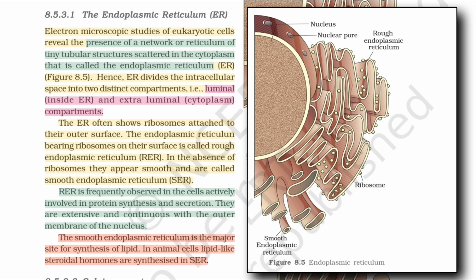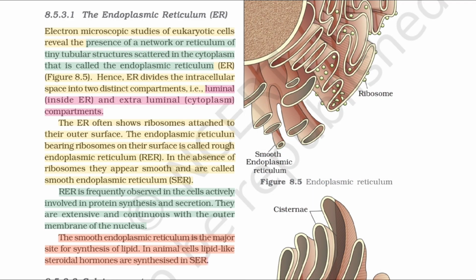The ER often shows ribosomes attached to its outer surface. The endoplasmic reticulum bearing ribosomes on its surface is called rough endoplasmic reticulum, RER. In the absence of ribosomes, it appears smooth and is called smooth endoplasmic reticulum, SER. RER is frequently observed in the cells actively involved in protein synthesis and secretion. They are extensive and continuous with the outer membrane of the nucleus. The smooth endoplasmic reticulum is the major site for synthesis of lipid. In animal cells, lipid-like steroidal hormones are synthesized in SER.